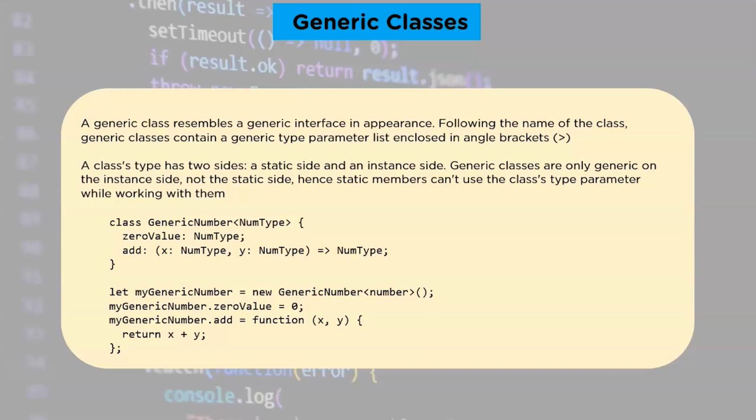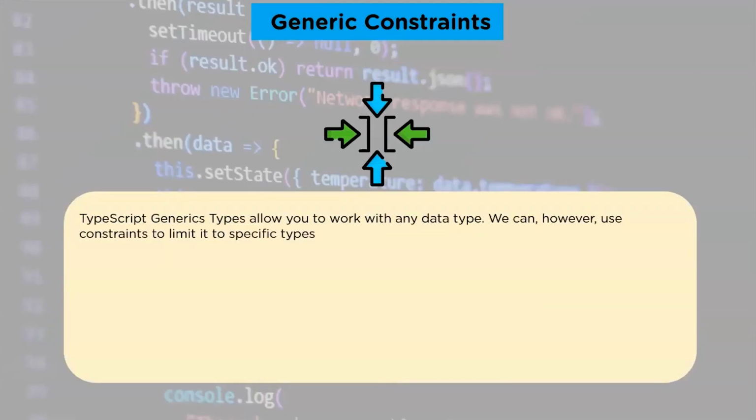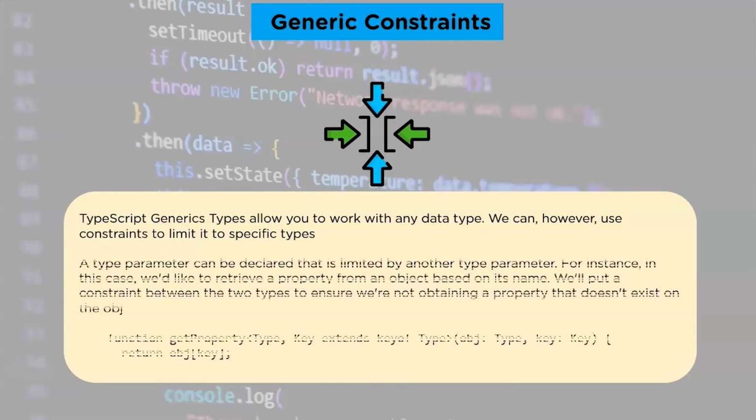Putting the type parameter on the class itself, like the interface, ensures that all of the class's properties function with the same type. TypeScript generic constraints. TypeScript generic types allow you to work with any data type. We can, however, use constraints to limit it to specific types.